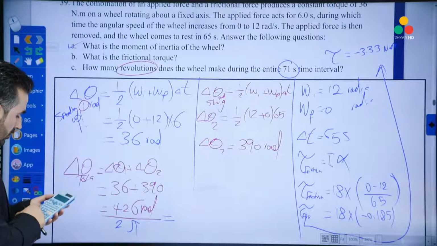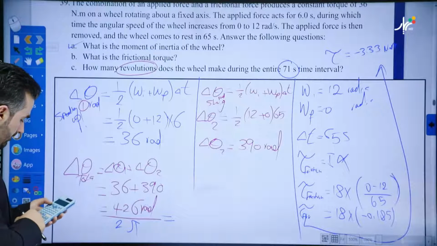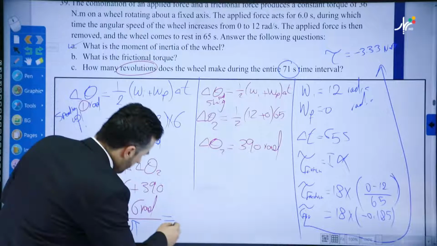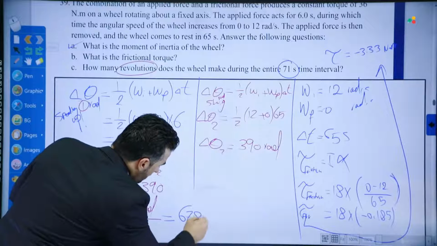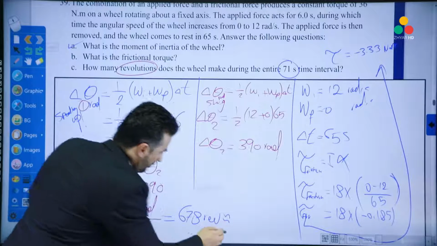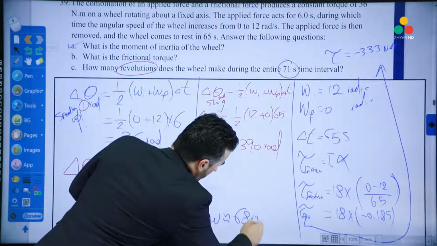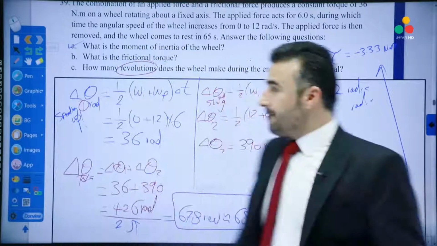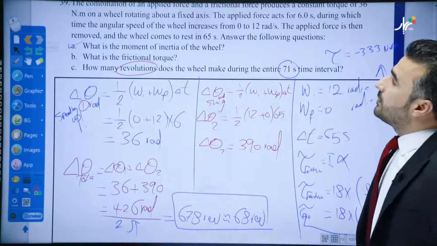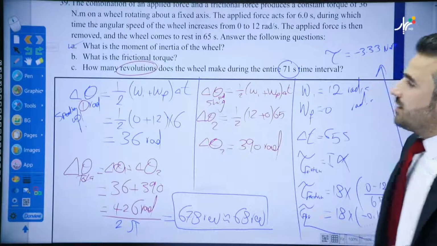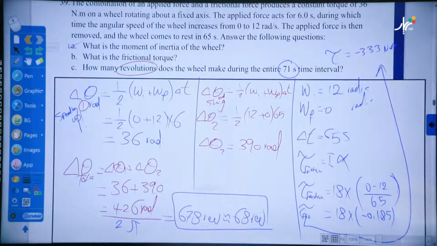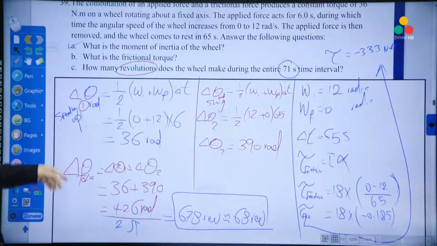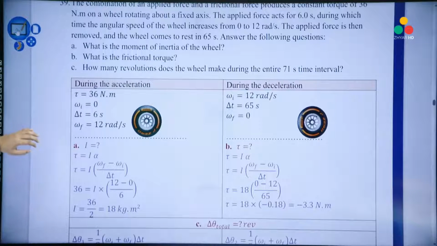So 426 divided by 2 pi, we will get 67.8 revs, yeah? Or we can round it up to 68 revolutions as well. So this is the total number of revolutions, okay? So this would be the answer to the last part. I hope you understood this. If not, please go back to the beginning of the question and watch this again, okay?